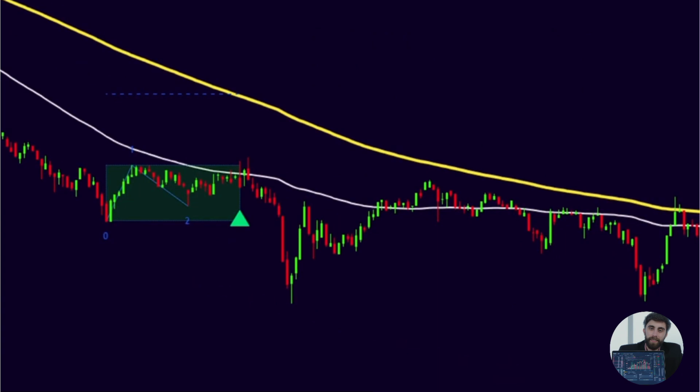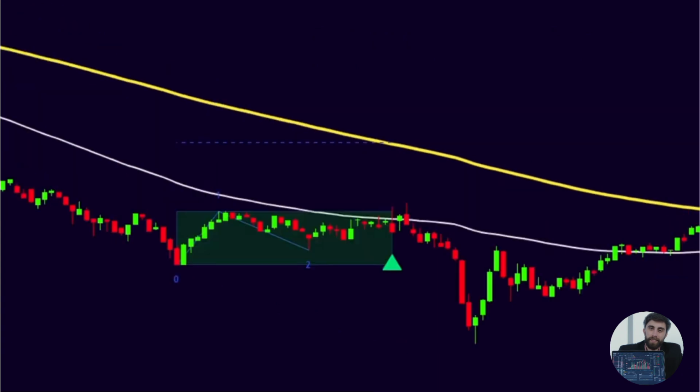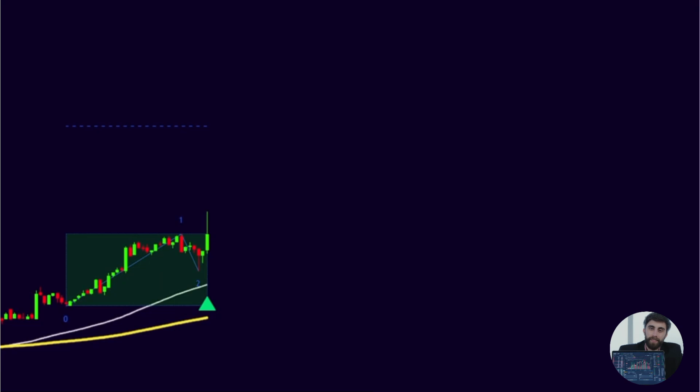Now let's go over the trade execution. Suppose we get a buy signal, but the price is still below the WMA lines. Do we take the trade? Nope. We skip it because it doesn't meet our trend confirmation rule. But when a buy signal appears and the price is above the WMA lines, we have a solid entry.